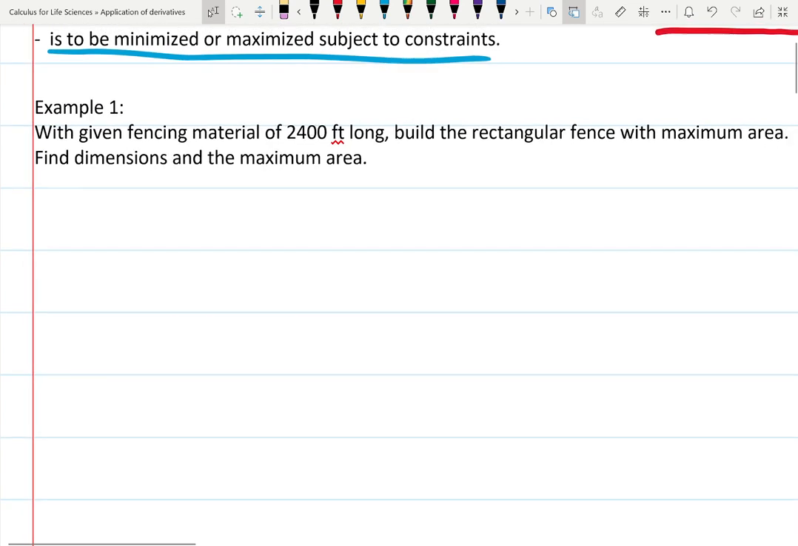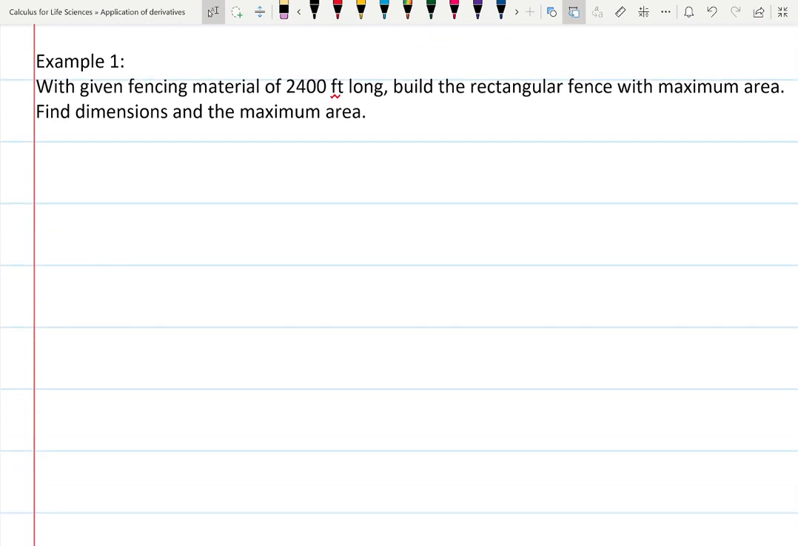Example, we're going to start with building a fence. Your friend wants to build a fence at home with a given material of 2,400 feet. Your friend went to the store, saw a sale for the fencing material, and bought 2,400 feet without thinking. Now he has to use whatever he has. Build the rectangle fence with maximum area. Find the dimensions of the maximum area.